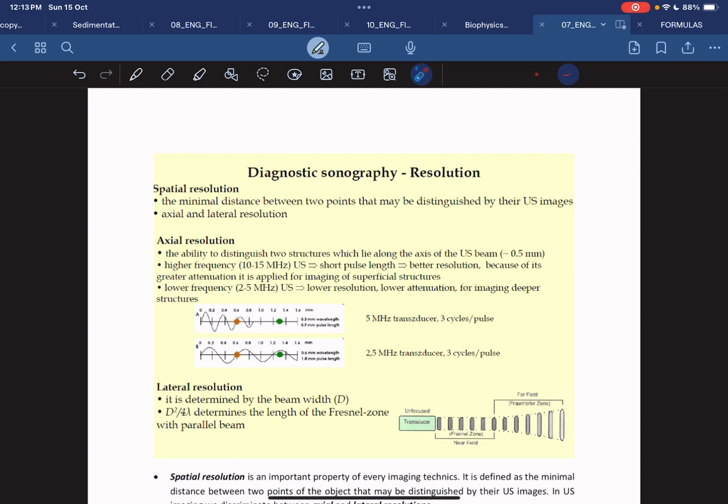Diagnostic sonography resolution. Resolution, guys, in microscopy we learned what resolution is. It's basically the distance at which we can distinguish two points. Now there are two types. See, axial is referring to, suppose this is the transducer.